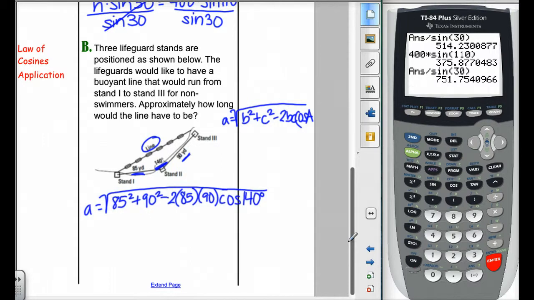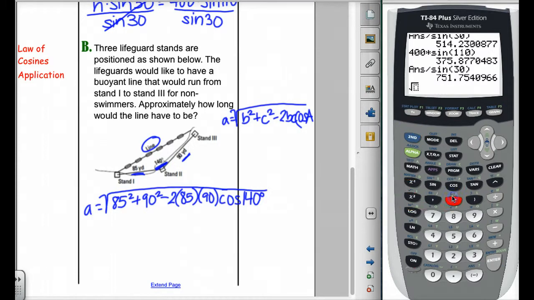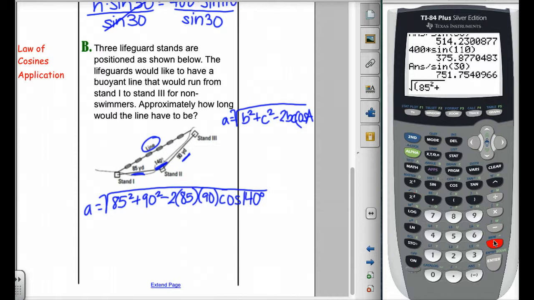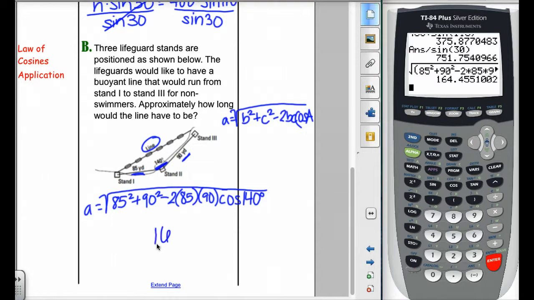So if we put this into the calculator, we've got the square root of 85 squared plus 90 squared minus 2 times 85 times 90 times the cosine of 140 degrees. Close off those parentheses and you get 164.5 yards for the length of that line.